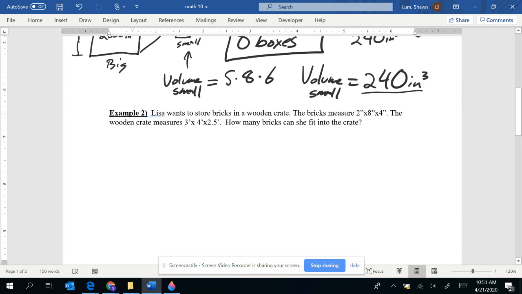Okay, next one right here. Lisa wants to store bricks in a wooden crate. The bricks measure, we have these things again right here. So those are inches. And the wooden crate measures, now we have the single quotation. That means feet. So this wooden crate is going to be 3 feet by 4 feet by 2.5 feet.